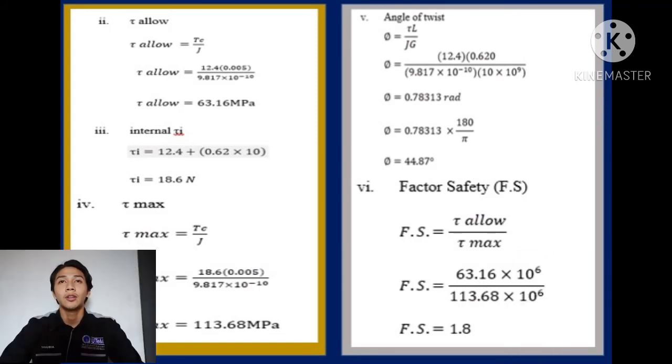Okay, after that, we can find the angle of twist, which is equal to shear stress times length 0.62 over the polar moment of inertia times modulus of rigidity. After that, we get 0.78313 radian. We have to convert it to degrees, then we get 44.87 degrees. Lastly, we can find the factor of safety, which is equal to torque allowed over torque maximum. Using the data that we calculated, we get a factor of safety of 1.8.